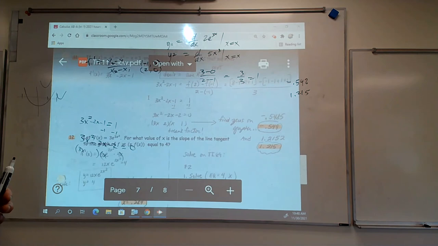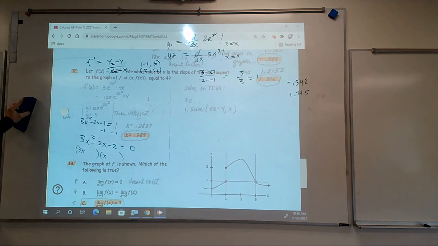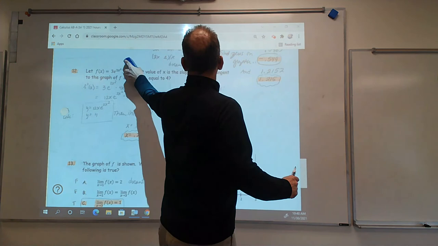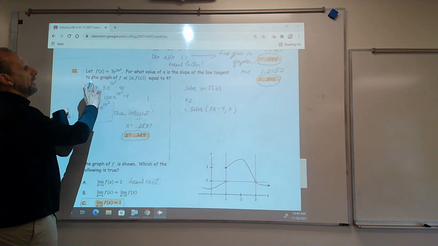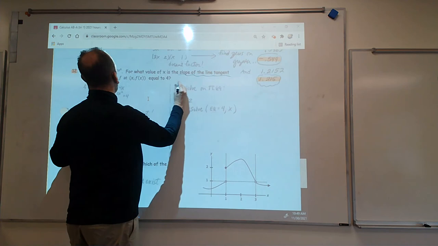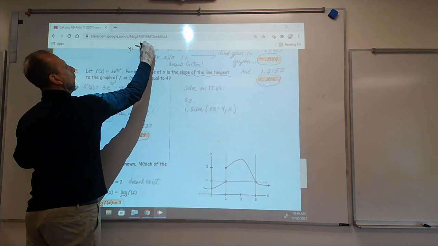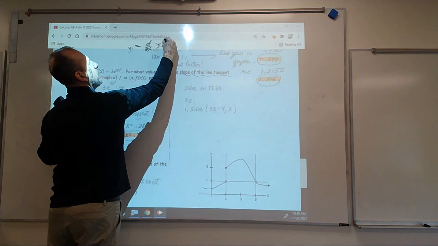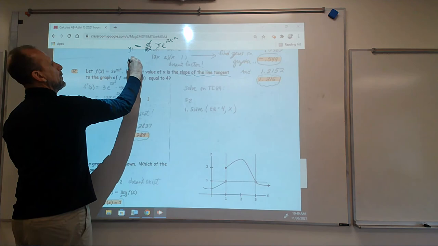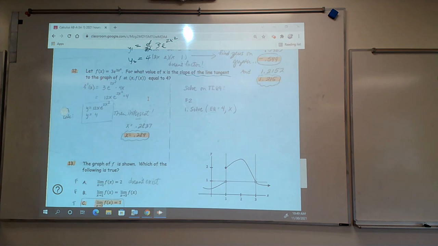You guys haven't seen this, but a video prior to this did this exact question. It's another calculator question, to see if you guys know how to use your calculator, and it says, for what values of x is the slope of the line tangent to this graph equal to 4? Okay, the slope of the line tangent to the graph, that means the derivative of this. So in y1, we're going to do 3, the derivative of 3e to the 2x squared, and y2 equals 4. So graph those two, intersect, and find your answer.